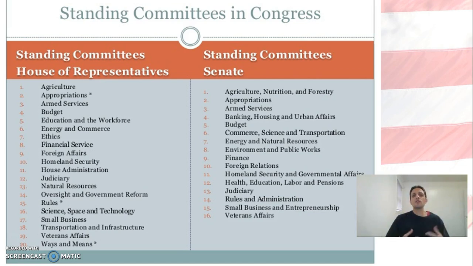When you look at this in general, senators and House members are assigned to different committees, and you might be assigned to multiple committees in Congress. Each committee has its own focuses, as you can see.